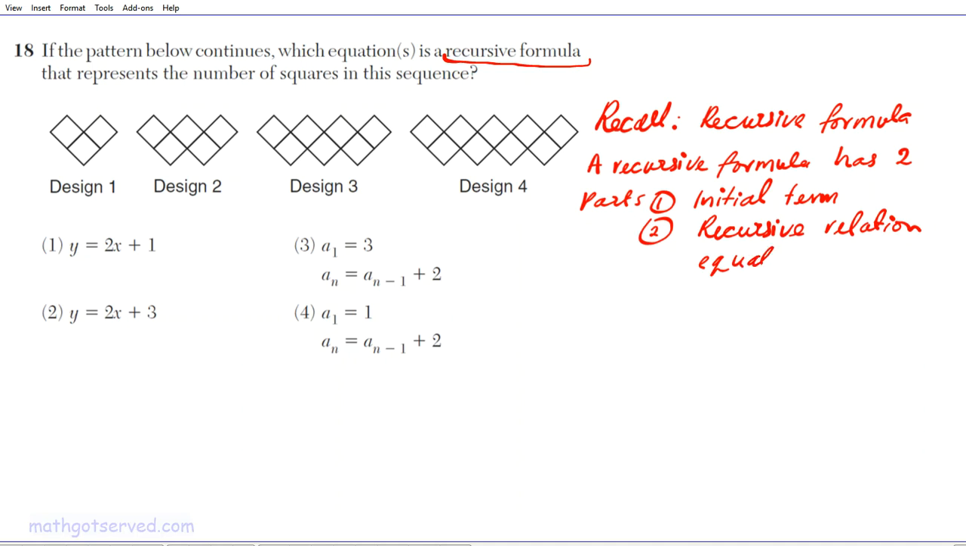Alright, so what we're going to do based on this point is examine the options we have and see which equations have two components, a starting term or the initial term and a recursive definition or relation. Option 1 is a function. This is just one equation, so it doesn't qualify as a recursive formula. Option 2 is just a function, doesn't qualify as a recursive formula. Option 3 and 4 both have two parts: initial term, normally A1, and the recursive relation equation. So these two are good.